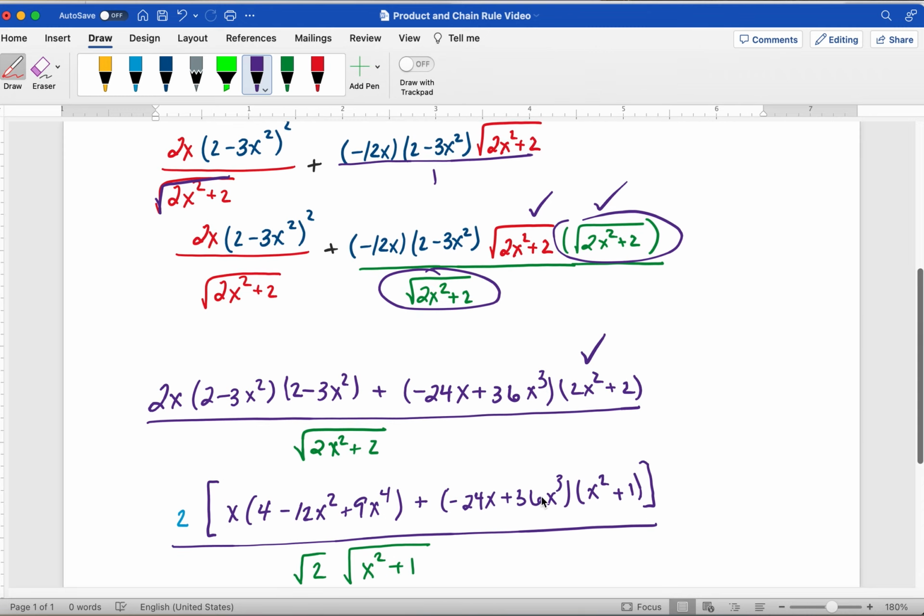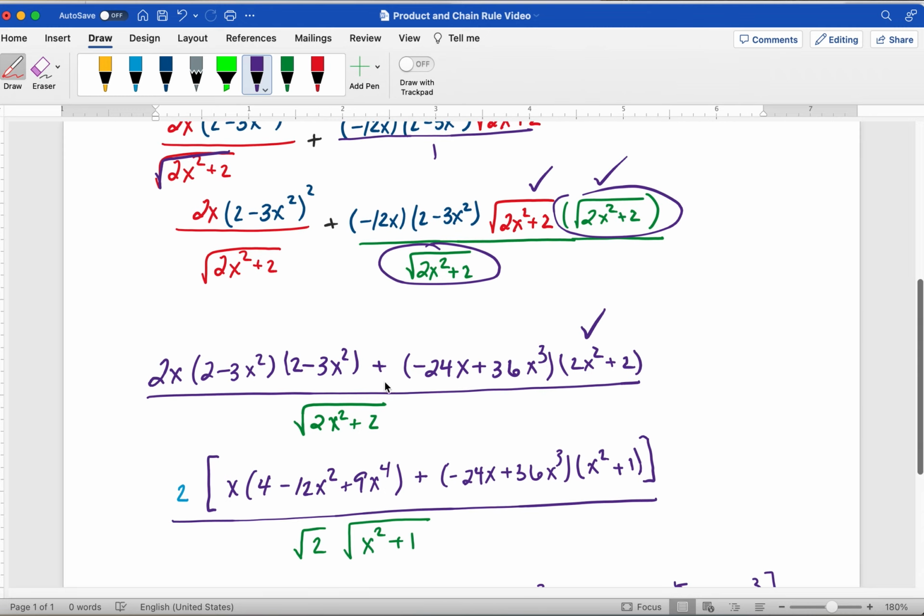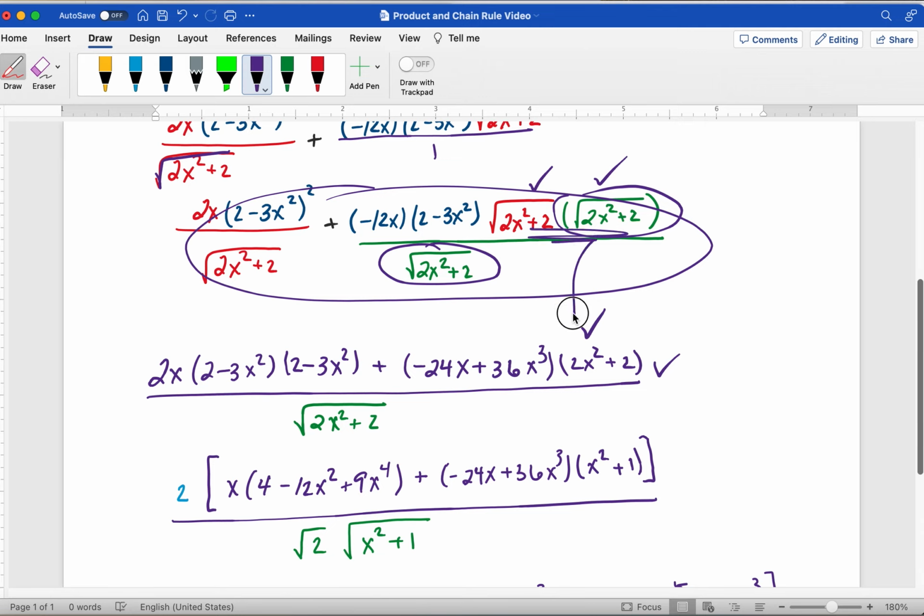So now we can go in and we have the same denominator. We combine these two fractions into this one fraction right here. Notice I've dropped the square root from these two things, and I just have 2x squared plus 2. Also, I distributed the negative 12x, so that's where the negative 24x comes from, and the positive 36x cubed. Okay, over here, I'm squaring 2 minus 3x squared, so notice I've got 2 of those. I'm going to fold those together, and that's where I get this thing.